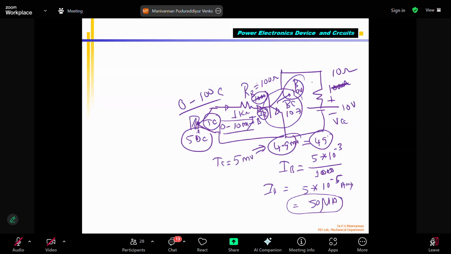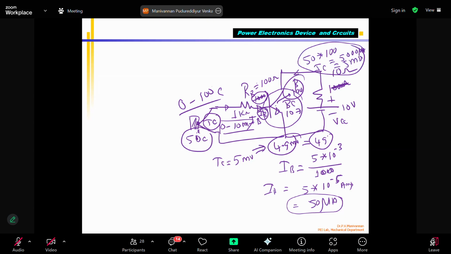That is amplified 100 times. So my IC will be 50 into 100, equal to 5000 microamps or 5 milliamps. That's my IC. So amplification happens. But because of this, there's a loading effect, correct? Loading effect happens, there's an error.